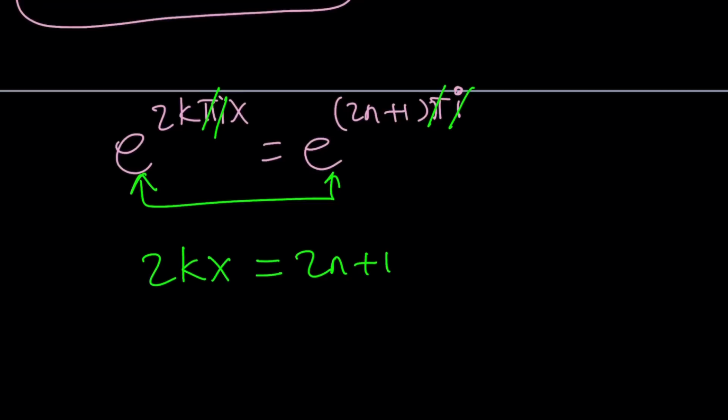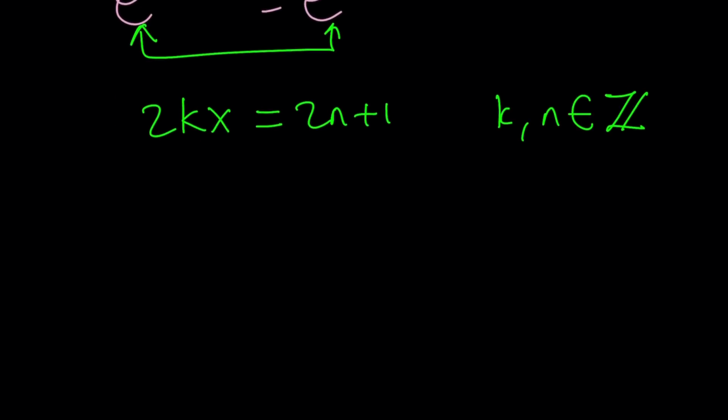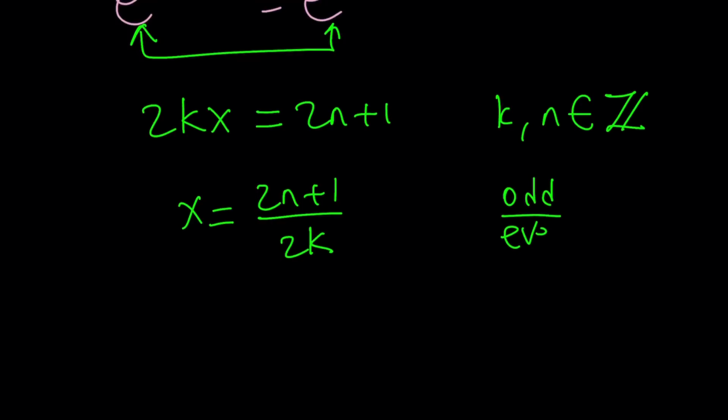Now notice that k and n are integers, and they don't have to be the same numbers. Let's go ahead and solve for x. Fairly easy. X can be written as 2n plus 1 divided by 2k. So what does this represent? 2n plus 1 is an odd integer. 2k is an even integer. So you kind of have like an odd over even situation as your power, which is kind of interesting.